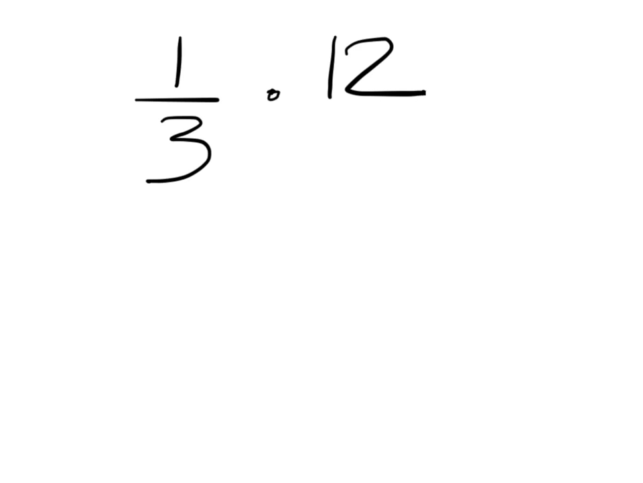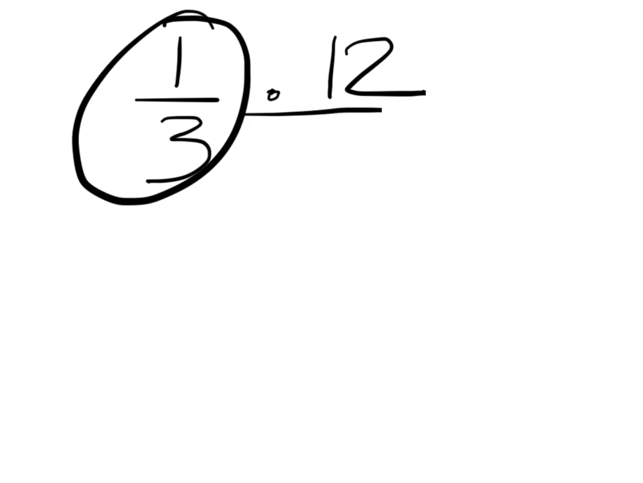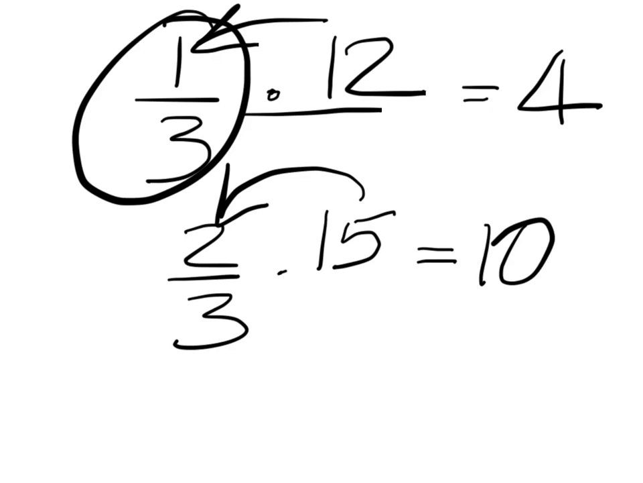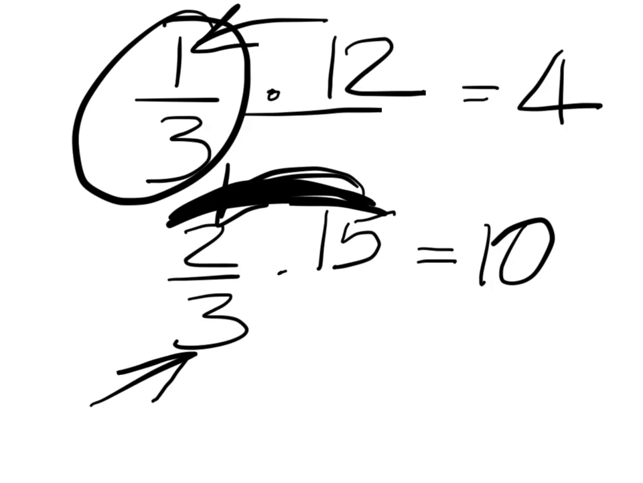Alright, if you had 1/3 times 12, then you would do 12 times 1 and then divide by 3. It'd be 4. If you had a fraction that was something other than 1 on the top, if it were something like that, you would do 15 times 2, which is 30, and then divide by 3 to get 10. You do that, and then divide by this.